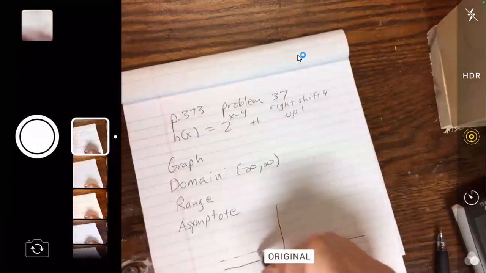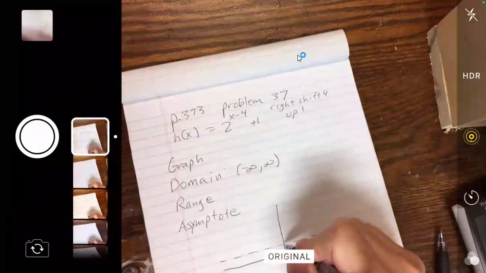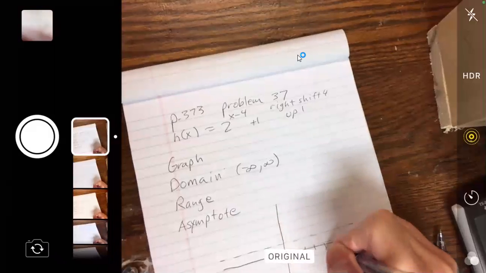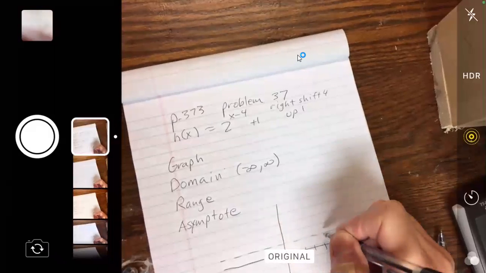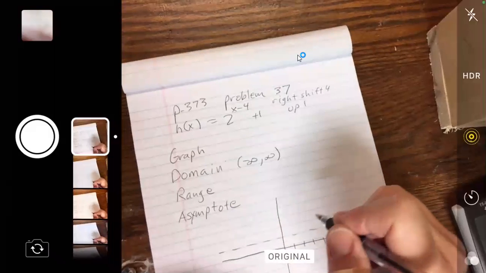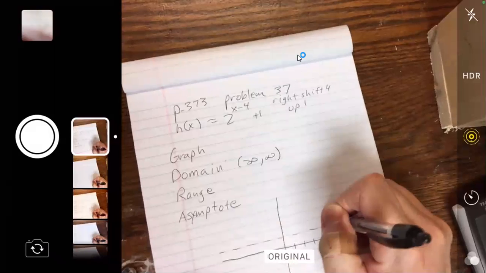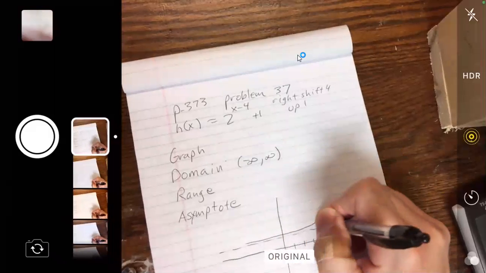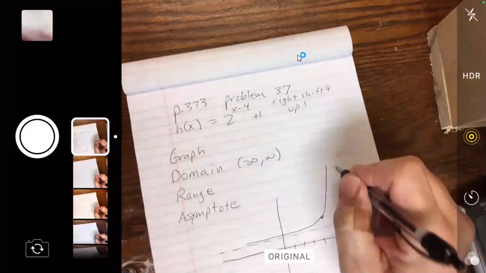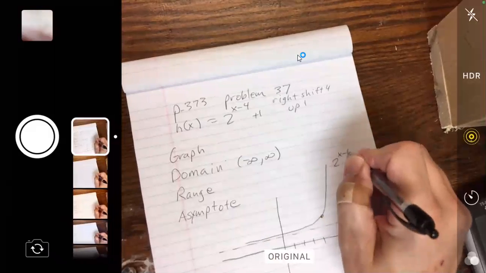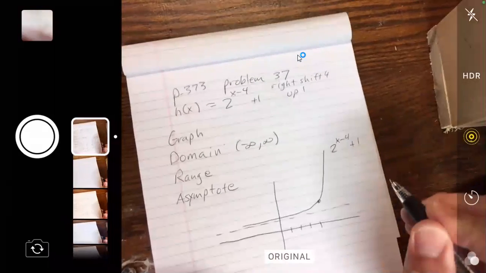So 1, 2, 3, 4. And let's see, right shift 4 and up 1. Something like this. 2 to the x minus 4 and add 1.